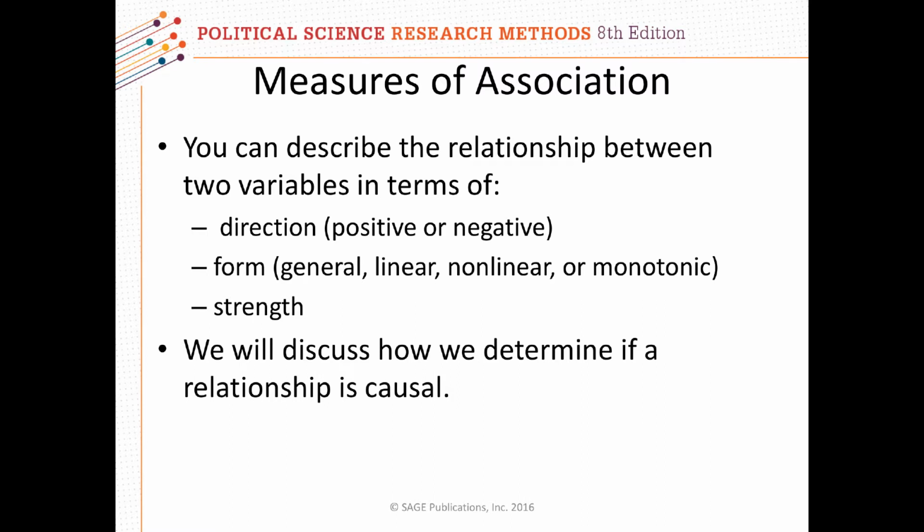And you can describe the relationship between two variables in terms of the direction. Is it positive or is it negative? The form, this would be general, linear, nonlinear, monotonic. And the strength. And this is what we really care about right here. We care about strength, we care about direction. Form is important too, but strength and direction are crucial, and some of these measures of association tell us nothing about the strength. The direction is fine, but not about the strength. Strength, you need to have a regression, and only regressions will tell you what the strength of a given relationship is. And so we'll also discuss how to determine if a relationship is causal.